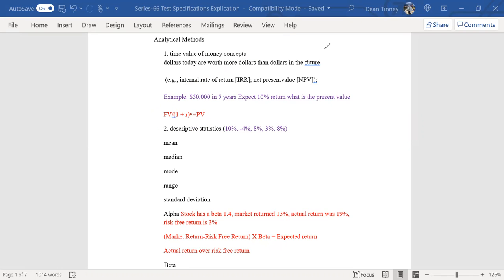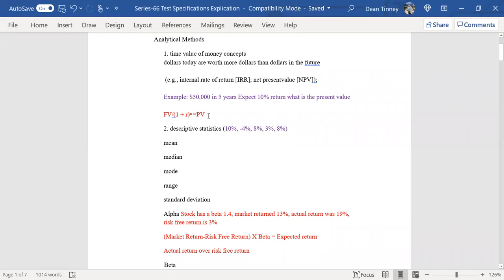Now here we're going to work an example where I'm going to have 50,000 in 5 years. I'm expecting a 10% return. What is the present value of that number today? So that's what we're going to figure out first in terms of doing this net present value. As I mentioned to you, in a bond we would set the net present value to 0. That's what internal rate of return is all about. But let's just take a look at the math that would be involved in figuring this formula out.